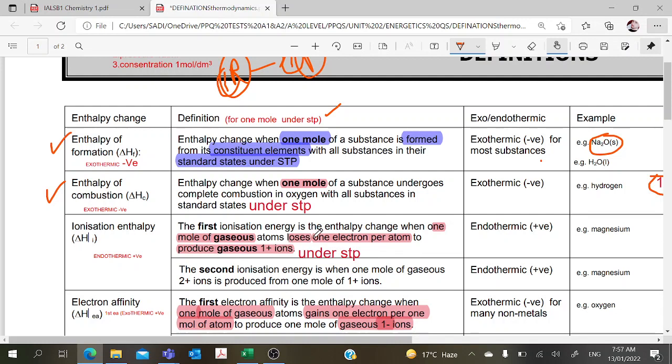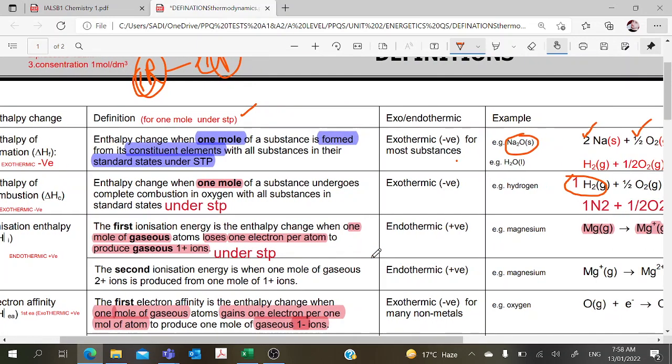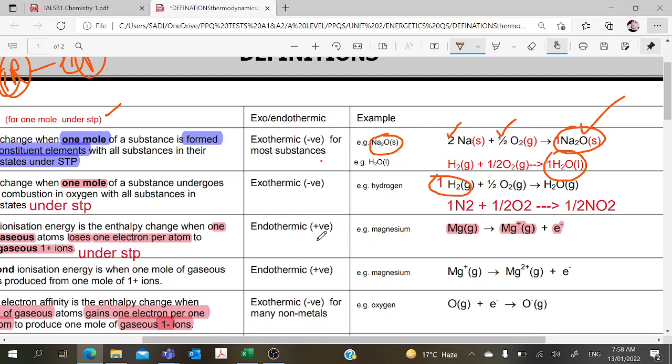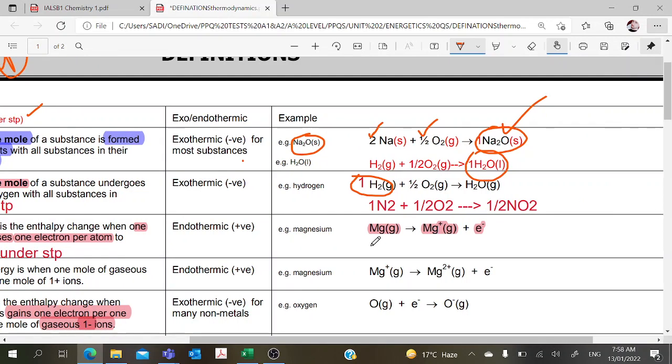Okay. The first ionization energy is the enthalpy change when 1 mole of a gaseous atom loses 1 mole of electrons, 1 electron per atom, to produce 1 mole of gaseous cation with a +1 charge on it, and this will happen under STP. Now you can see the process is endothermic. Now for magnesium in the gaseous state, see the state is different now. Gaseous state will lose 1 electron and will change into magnesium +1 charge.